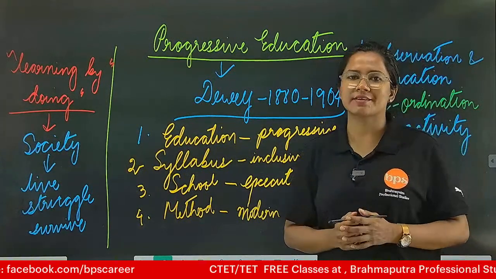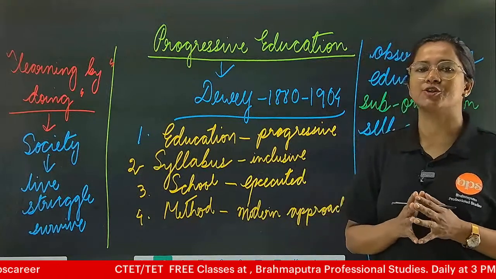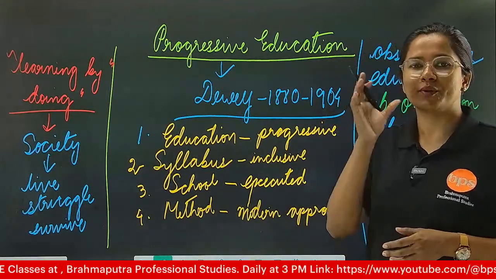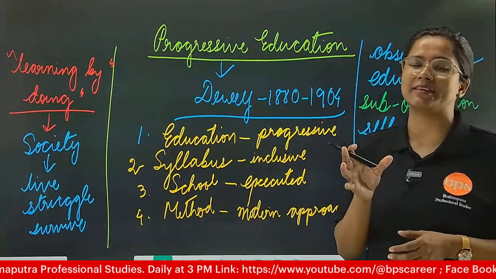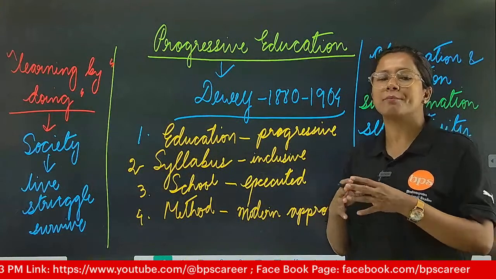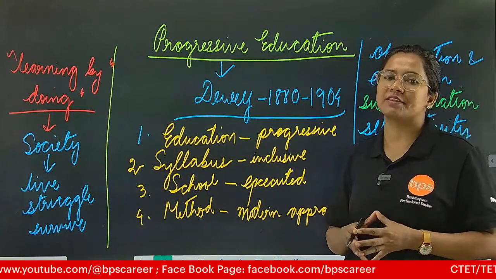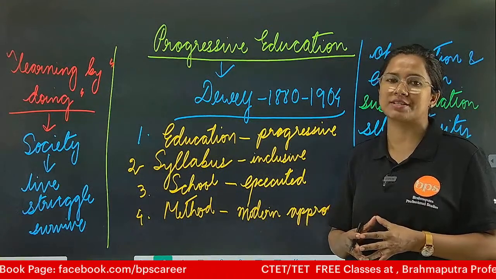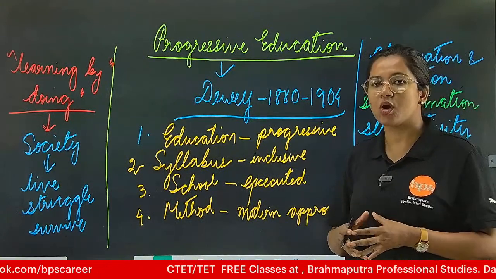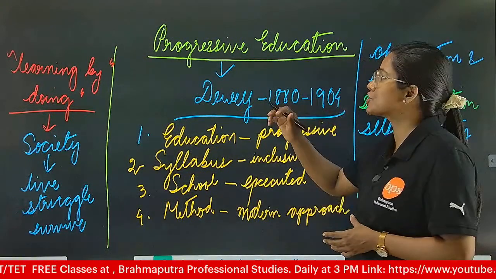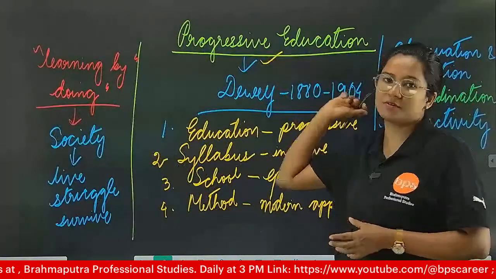Now see, these are the basic concepts which are going to help us to include progressive education, because we need to keep in mind that progressive education is ultimately going to make the students survive in the contemporary society and evolve as citizens in the contemporary society. And so we need to keep in mind, as a teacher, that education should be progressive. Okay.